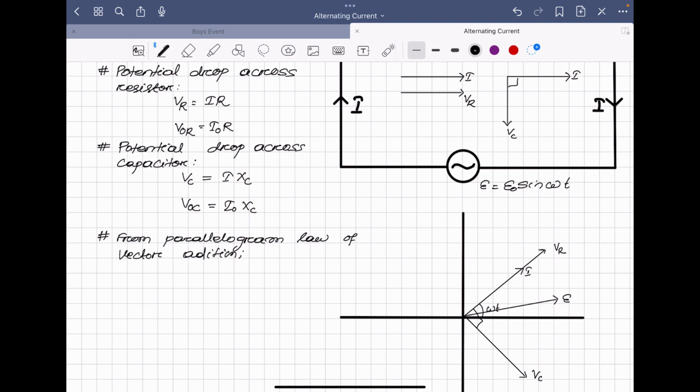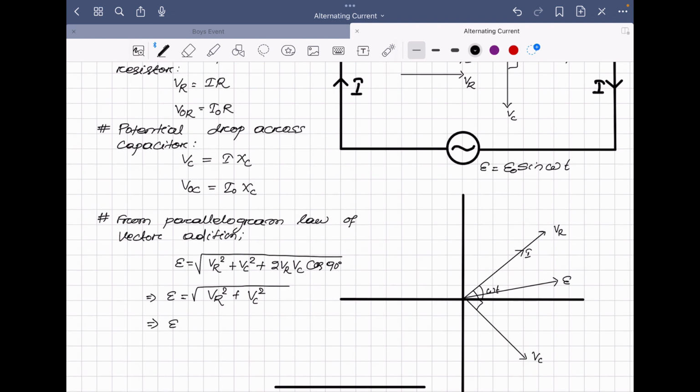How can we represent this? We can write E as the square root of VR square plus VC square plus twice VR VC cos 90 degrees. As we know, the angle between VR and VC is 90 degrees, and cos 90 is 0. So we can write E as the square root of VR square plus VC square. For the maximum drop, we can write E naught equal to the square root of V naught R square plus V naught C square. In place of V naught R we can write I naught R, and in place of V naught C we can write I naught XC. Here you can see the square root of I naught R square plus I naught XC square.